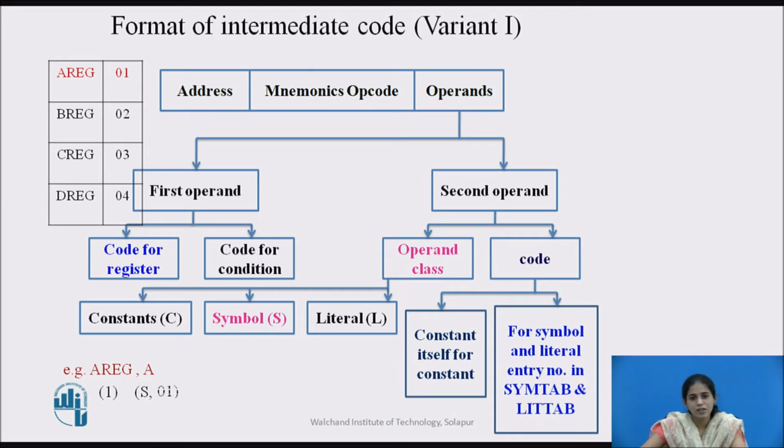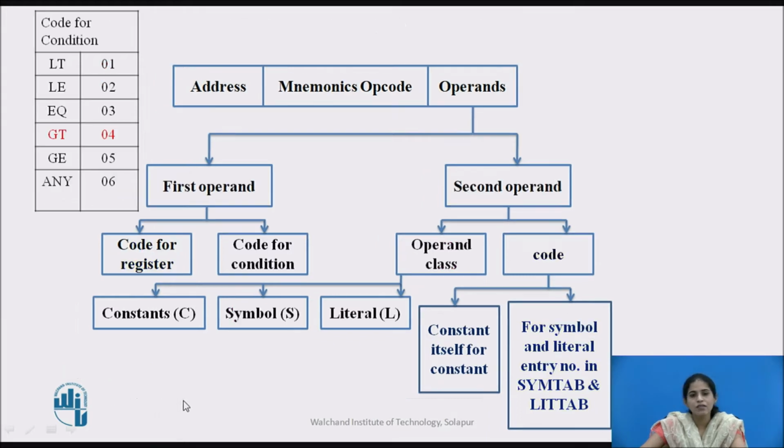So that's why here we specify the entry number of that symbol A into symbol table 0, 1. Likewise, we will see one more example. Second example is GT comma loop. So here the first operand is what we have to check. It is not a register, so it is a code for the condition. So here the code for the condition means what?